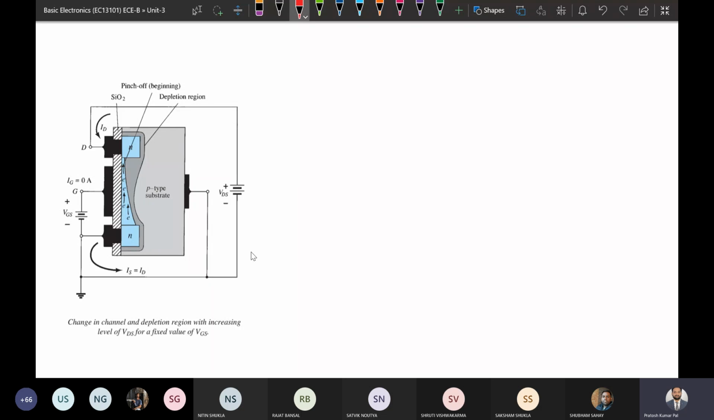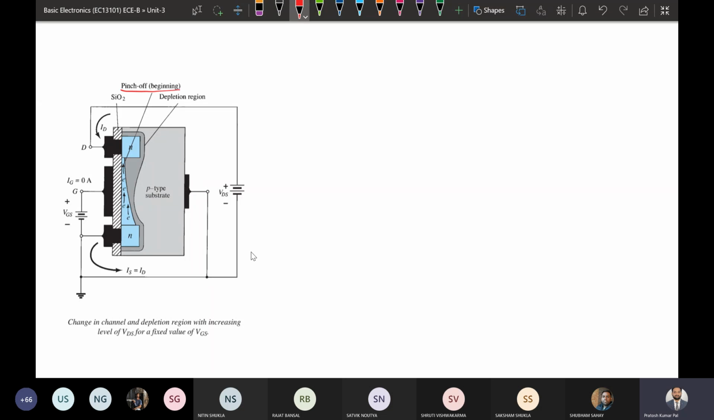This tapering takes place because of the reverse bias of this PN junction diode on the drain side. And as we increase this drain to source voltage further, there will be a further increase in the depletion region, and the channel will reduce further and it will break from here. So the point from which the channel is going to break or reduce is called the pinch off point.